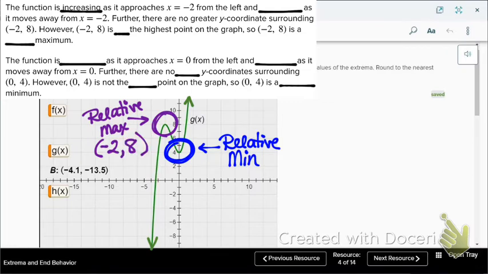So I'm moving along here. It's increasing until I get to -2 on the x-axis. And then after that, what's it doing? Now it's going down. Now it's decreasing as we move away from that point. There's no bigger y values right here in this little neighborhood, but there are bigger y values over here. So it is not the highest point on the graph. We say that it is a relative maximum.